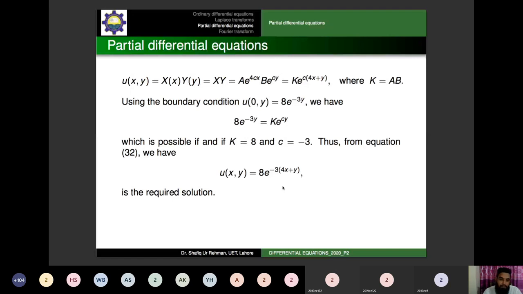So this is how we got an idea about the most viable technique available in the literature for solving partial differential equations, known as separation of variables.